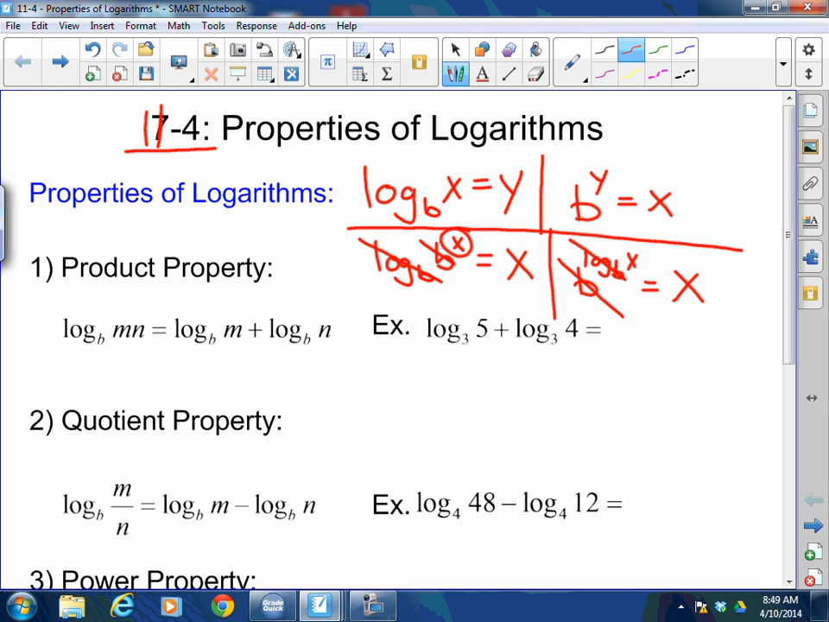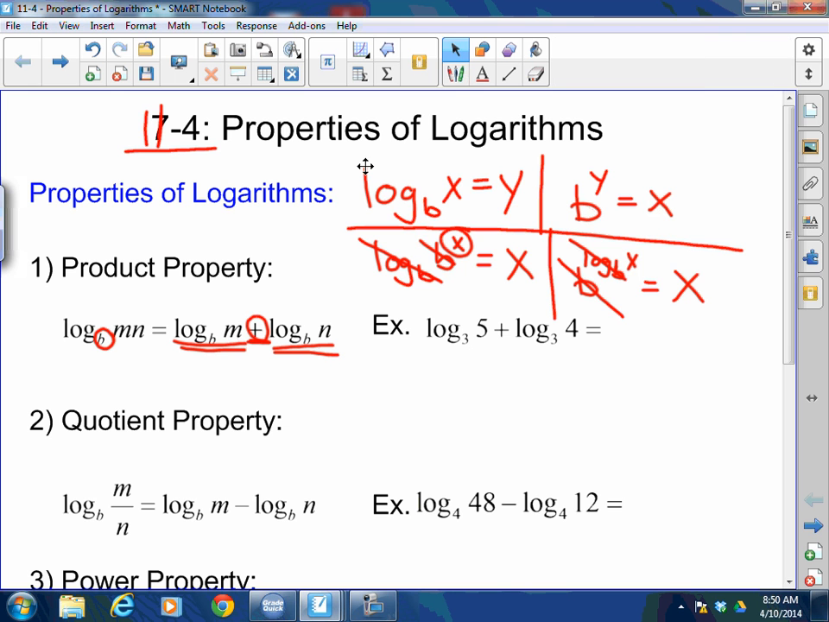Product property. Guys, remember what I told you, that logs are the inverse of exponents, right? Well, their properties work very, very similarly. When you multiply the same base, what do you do to the exponents? You add them. When I have log base b of m times n, I can add as well. This can break up into the log base b of m plus the log base b of n. When you're multiplying inside a log, you can split it up into the log of m plus the log base b of n. Please notice that the base has to be the same for both.